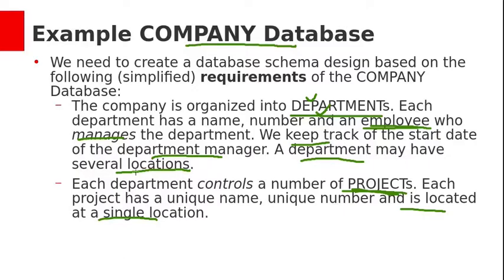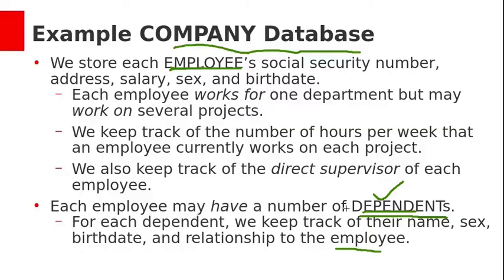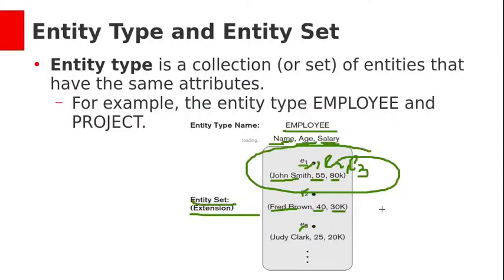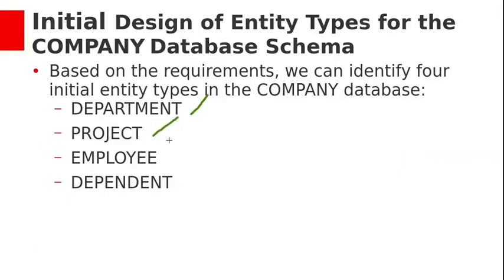Department may have several locations. This is the information we need to represent in the database regarding department. Like that, we have other entities: projects, employee, and dependents of employee. Basically, here we have 4 entities: department, project, employee, and dependent. Let's see one by one.